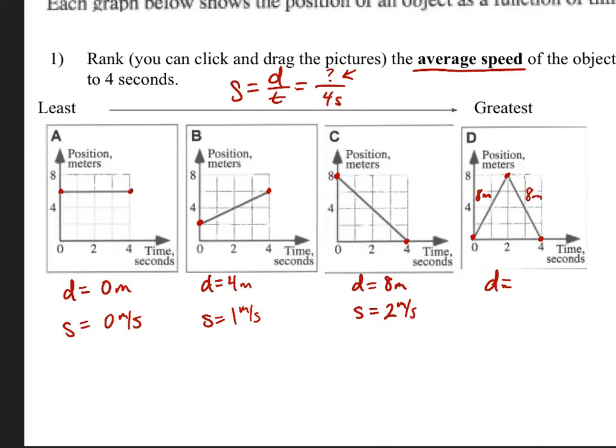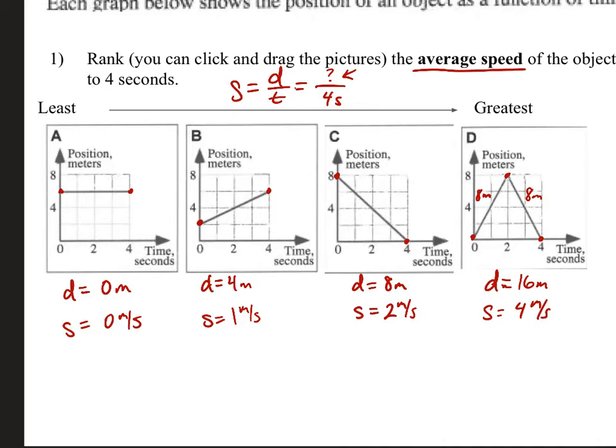So the total distance here would be 16. Even though the displacement is 0, it still traveled a total of 16 meters. 8 to the right and then 8 to the left. So if I divide 16 by 4, I get a speed of 4 meters per second.